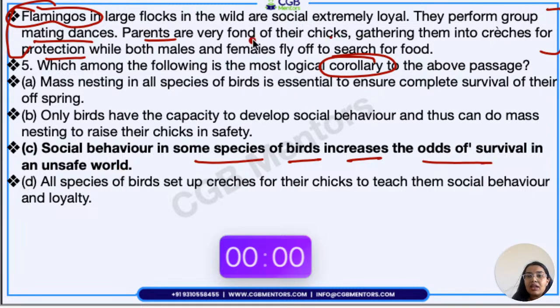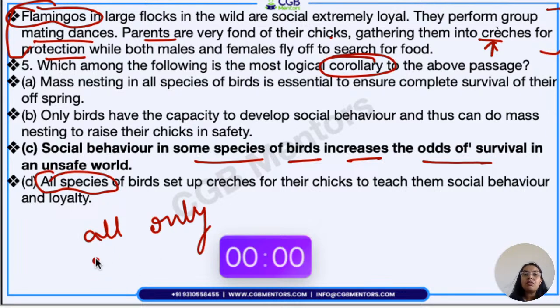See, उनके जो बच्चे हैं, पेरेंट्स आर फॉन्ड ऑफ देयर चिक्स, गैदरिंग देम इनटू क्रैशेस. क्रैशेस मतलब जहाँ वो अपने बच्चे को छोड़ के जा सकते हैं अंडर समवन्स केयर, कोई दूसरा ध्यान रख रहा हो. All, species, see, all, only, none, ये वाले एक्सट्रीम वर्ड्स होते हैं. एंड दैट्स व्हाई ऑल स्पीशीज के बारे में तो हम ये नहीं बोल सकते. दैट्स व्हाई डी वाज आउट.